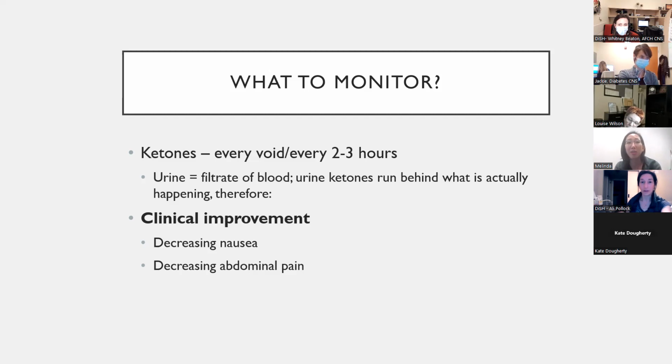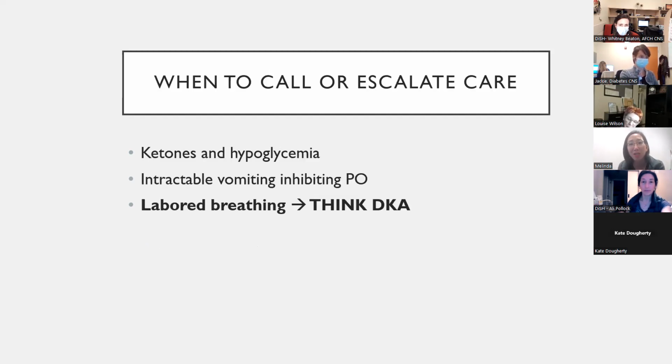And so therefore, something that's really important is keeping an eye on their clinical improvement. A lot of the time you'll see decreasing nausea, better energy, they'll look a little bit brighter, they'll have less abdominal pain even before you see ketones go down. And that can be a good sign, something that you can feel good about, even if the ketones haven't gone down in the urine quite yet.